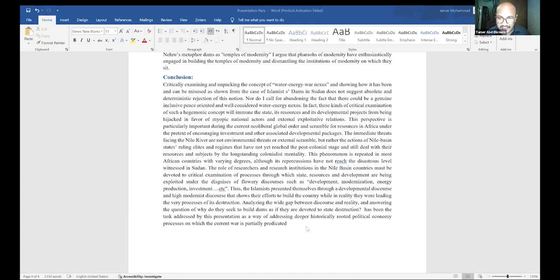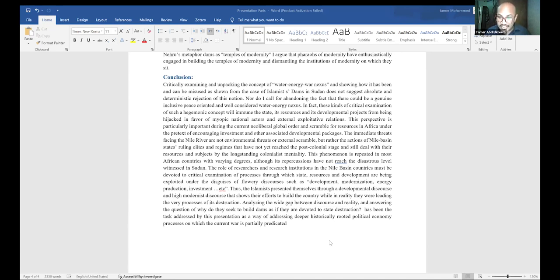The role of researchers and research institutes in the Nile Basin countries must be devoted to critical examination of the processes through which state resources and development are being exploited under the disguise of flowery discourses of development, modernization, energy, investment, etc. Thus, the Islamists presented themselves through a high modernist developmental discourse that showed their efforts to build the country, while in reality they were leading the very processes of its destruction.